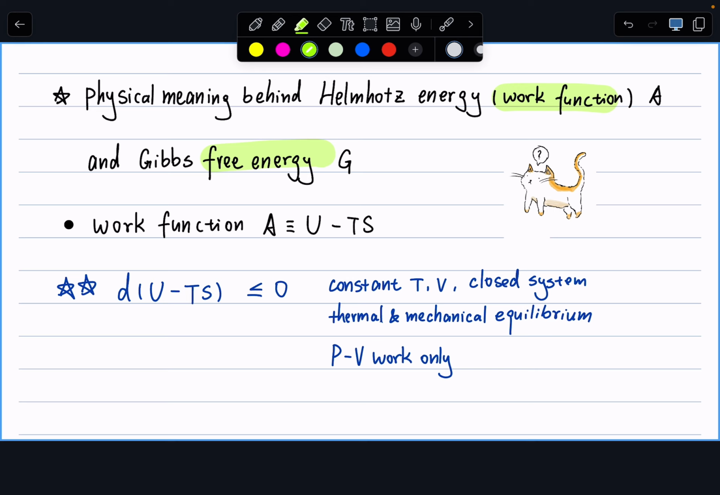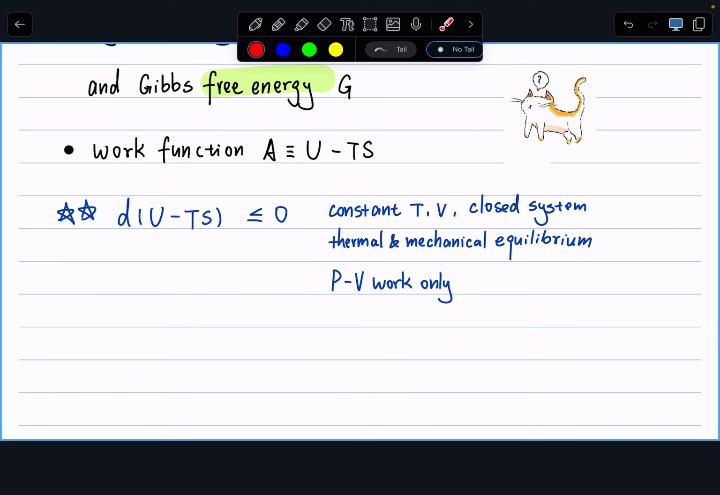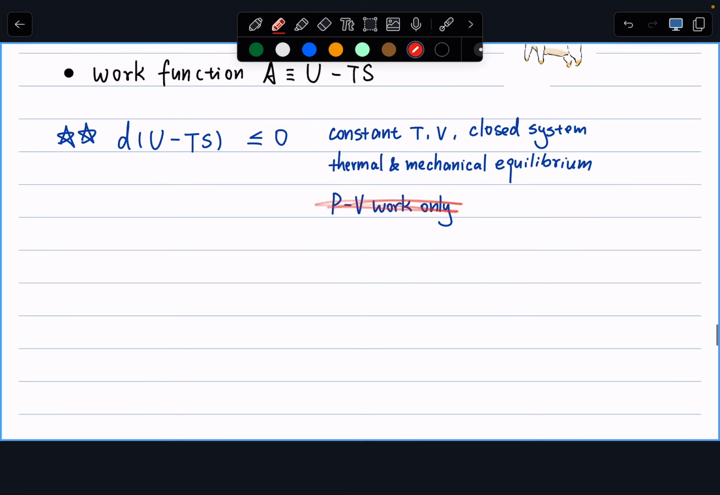So if we think about it, now we have this: delta U minus T delta S smaller than or equal to 0 at constant T, V, closed system, thermomechanical equilibrium, PV work only. Right, so now let's drop this PV work only, thinking about other kinds of work that can also take place. That includes maybe electric work, you can have magnetic work, so anything that's not expansion or contraction, non-PV work. So what do we have?